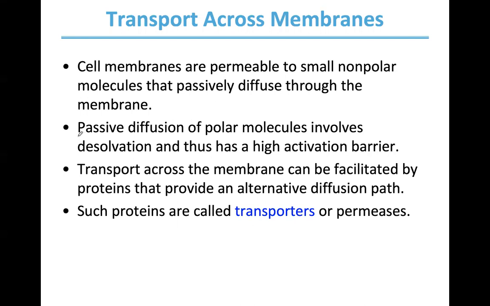So that's regarding passive diffusion, right? When we don't do anything, just allow the molecule to diffuse, it's going to be very slow. But the transport can be facilitated by proteins, for example, that provide an alternative diffusion path. So some transport is passive, but a lot of transport is known as facilitated transport. And such proteins are called transporters or permeases.